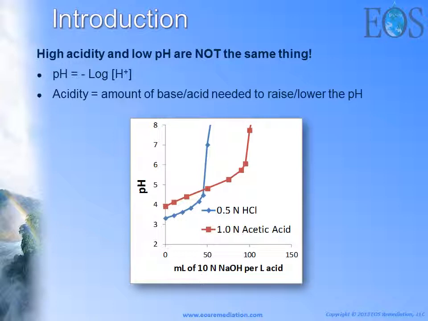I'm comparing hydrochloric acid and acetic acid, and as you can see, the hydrochloric acid has a much lower starting pH. But the amount of sodium hydroxide required to shift the pH of the hydrochloric acid system is half the amount it takes to shift the pH of the acetic acid environment. So while hydrochloric acid might have a lower starting pH, it technically has a lower acidity value. It doesn't take as much base to move the pH of that system.